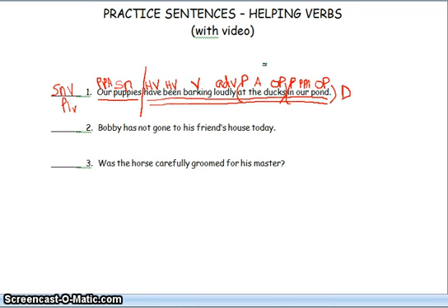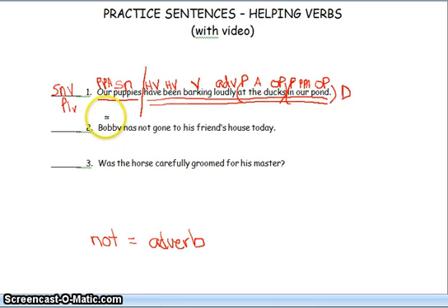Now before we go on to number 2, I need to give you a rule. And this is very, very rare in English, because usually in English, whenever there is a rule, there are several exceptions to the rule. This rule in English, no exceptions. And the rule is that the word not is always, always, always, 100% an adverb. Always. And so this is the way we are going to classify a sentence that has not in it. So sentence number 2. Bobby has not gone to his friend's house today.